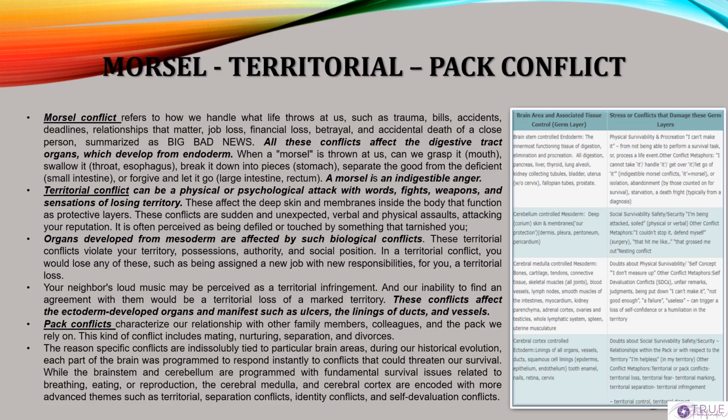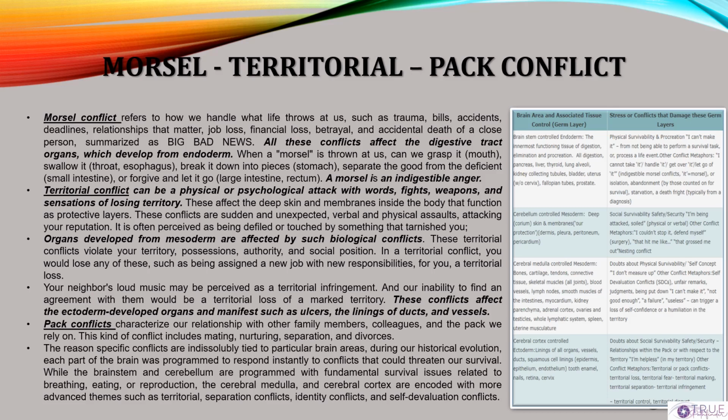One, for example, is the territorial conflict. That can be a physical or psychological attack with words, fights, weapons, and sensations only of losing territory. This affects the deep skin and the membranes inside of the body that function as protective layers, and this type of conflict is sudden and unexpected. They can be verbal or physical assaults, both that attack your reputation, and the territorial conflict is often perceived as being defiled or touched by something that tarnished you. Organs that have developed from the mesoderm are affected by such biological conflicts.